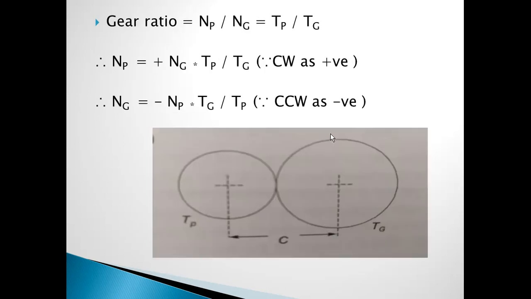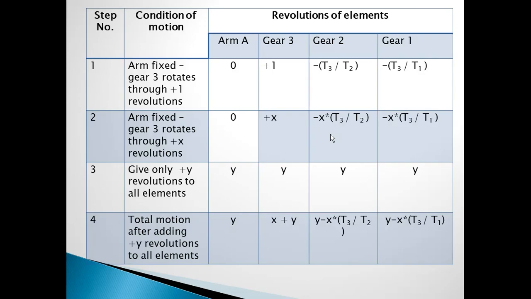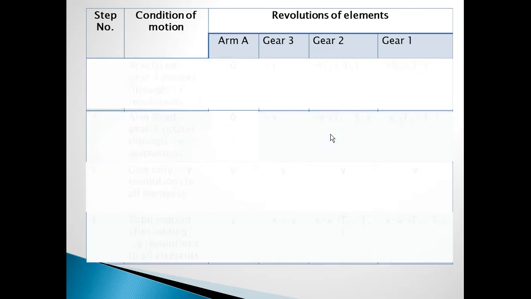Okay, now the numerical. Now the numerical can be solved with the help of the tabular method. Every numerical on gear train will have the same procedure for the tabular method. Only the number of elements will change.